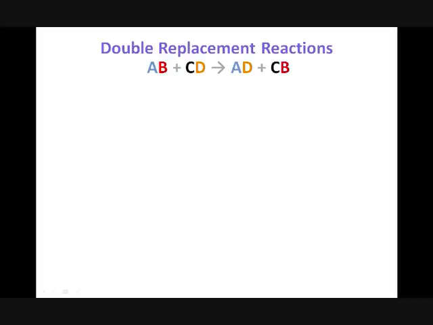Double replacement reactions always follow the exact same pattern. Two compounds react to form two new compounds: AB plus CD yields AD plus CB. The two couples are simply switching partners. And this consistency keeps up.